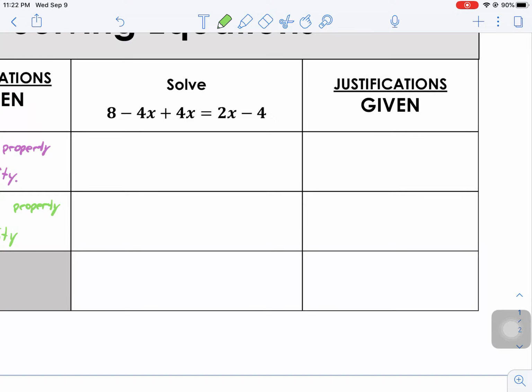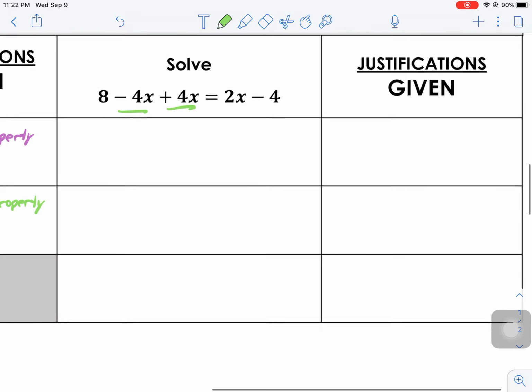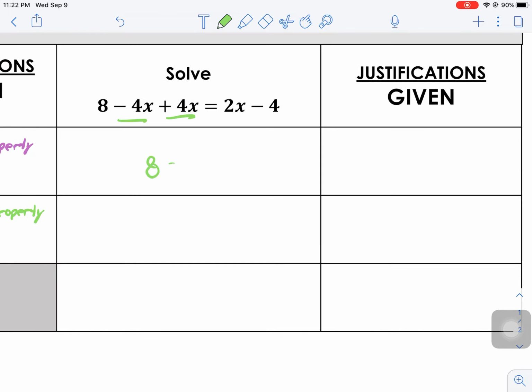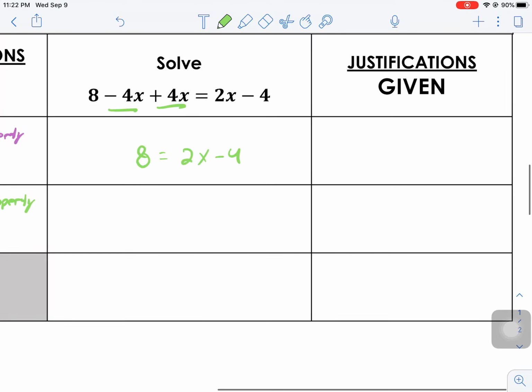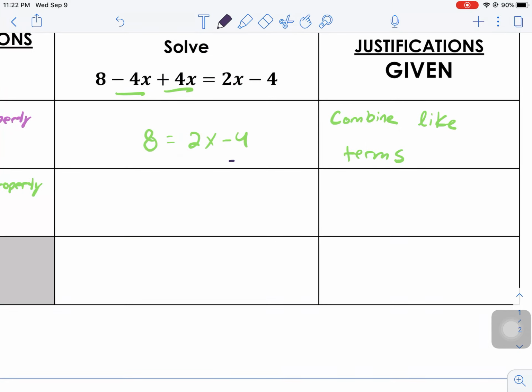Okay? So, let's take a look at this next one. The first thing that I would do here is I would do this, right? Negative 4 plus 4x. Well, what does that give us? Those two things are just going to cancel, and we're left with 8 is equal to 2x minus 4. Well, what did we do right there? We combined like terms. So that's combine like terms.